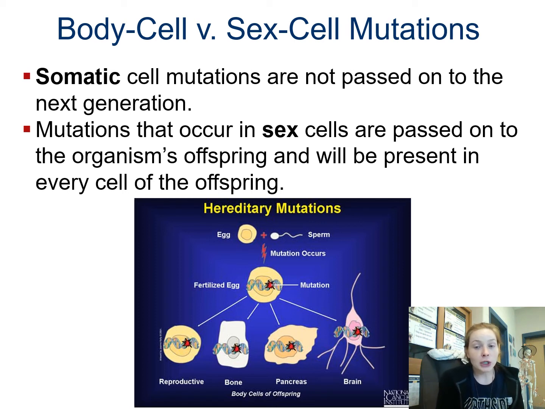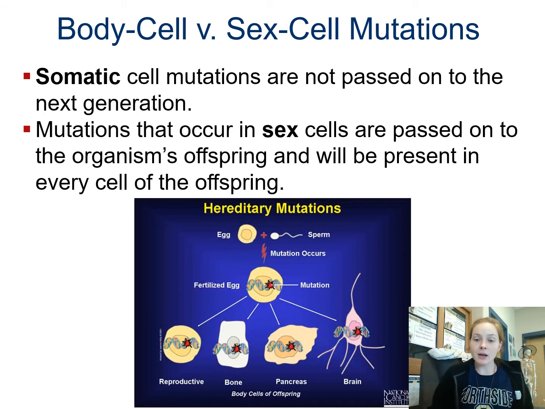However, mutations that occur in sex cells, those gametes, the sperm and the egg, will be passed on to your children, because in order to make a child, you have to have the sperm and the egg fused together. And if there's a mutation in the sperm, then there's going to be a mutation in that child, in that embryo, that zygote.